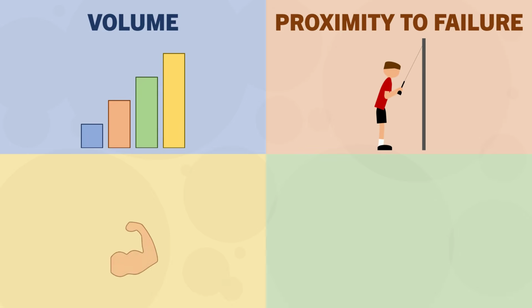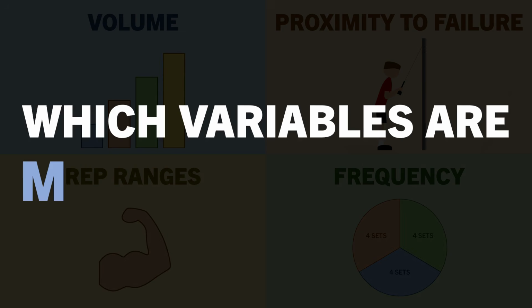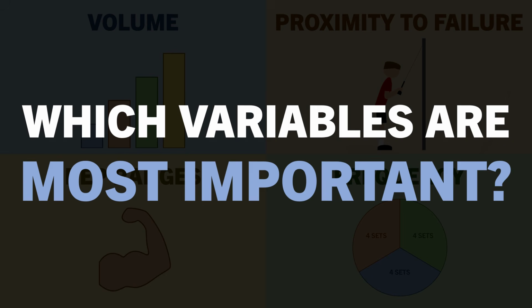We often discuss different training variables and how they influence muscle growth. However, it can become somewhat confusing if these variables aren't ranked in a priority list. So in this video, we will discuss which training variables are most and least important for hypertrophy training so that we can make sure to put the most effort into the variables that have the biggest impact.